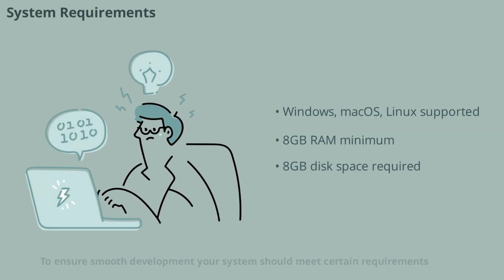To ensure smooth development, your system should meet certain requirements. Android Studio runs on Windows 8, 10, 11, macOS 10.14 or later, Chrome OS with Intel i5 or higher, and Linux with glibc 2.31+. You'll need at least 8 GB of RAM and 8 GB of disk space, though more memory is recommended for better performance, especially when using the Android Virtual Device Emulator.